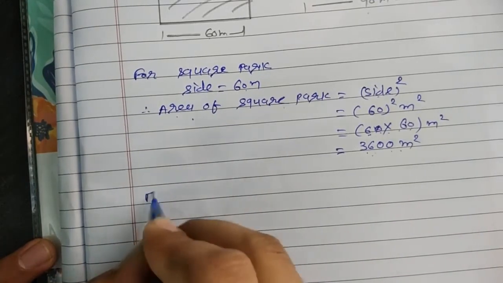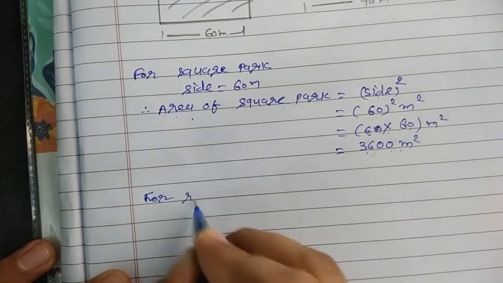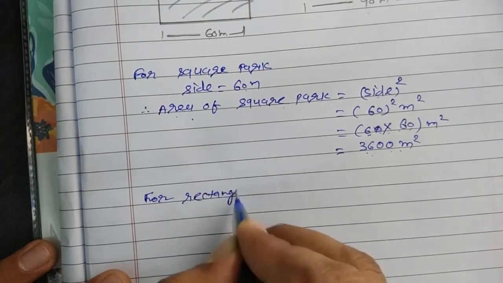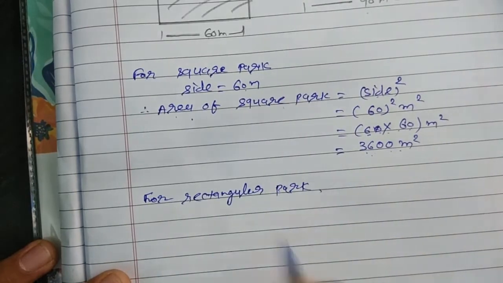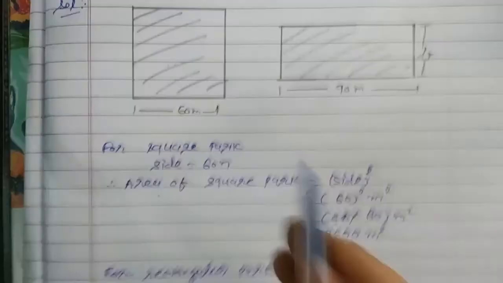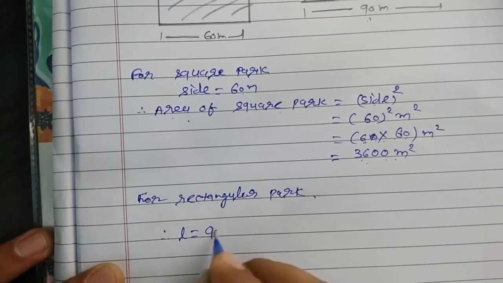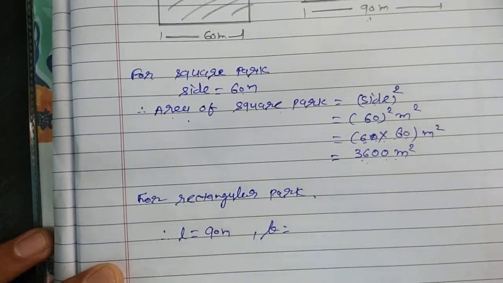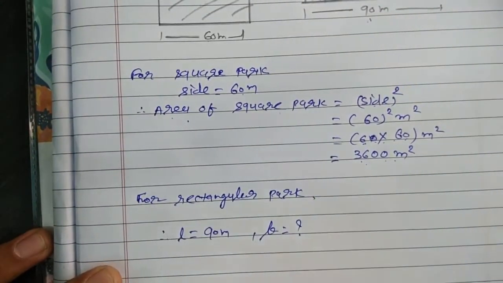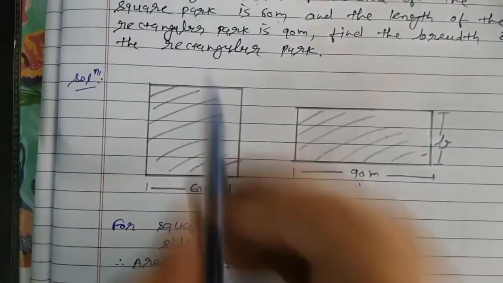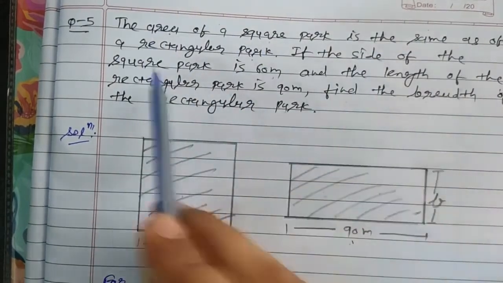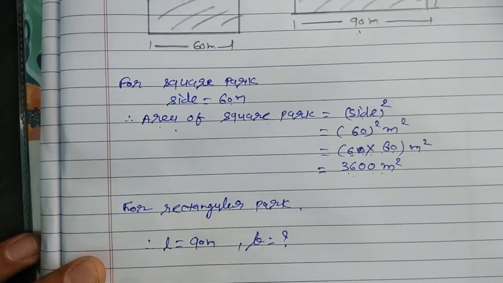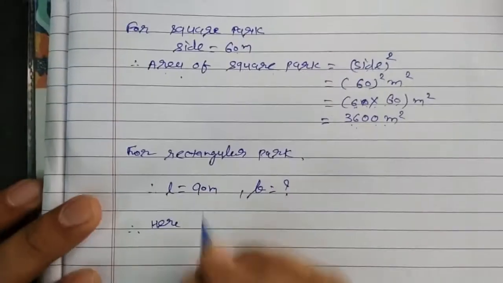Now for the rectangular park, what we have, so here we have length, that is 90 meter, and breadth, which we have to find. Now in the question, the first line is that the area of a square park is the same as a rectangular park. So we will use that information here.